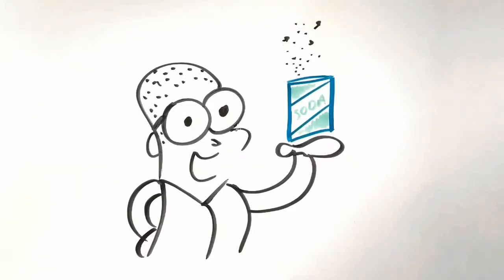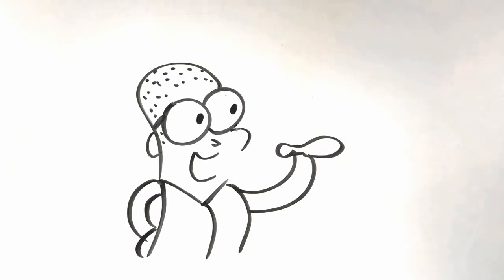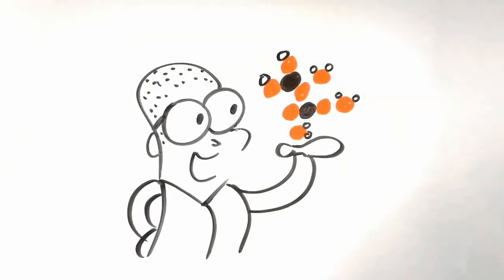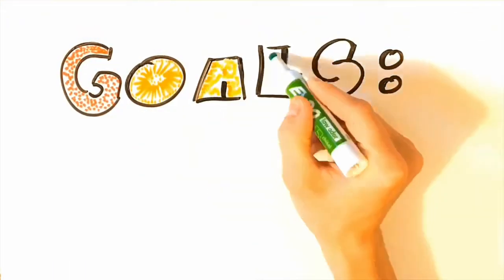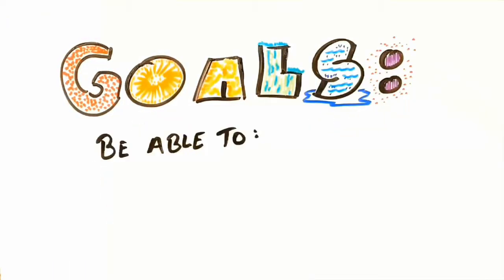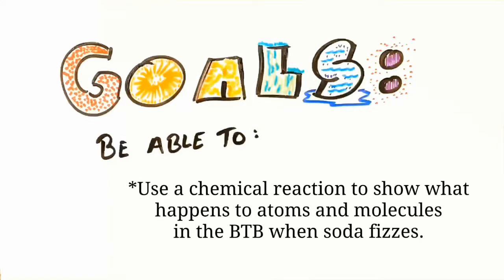Which is great if we're just talking about the macroscopic scale, but we really want to zoom in and look at the nanoscopic scale. That means atoms and molecules. And that leads us straight to our goal for this video. We actually have just one, but it's kind of general. And our goal is to be able to use a chemical reaction to show what happens to atoms and molecules in the BTB when soda fizzes.